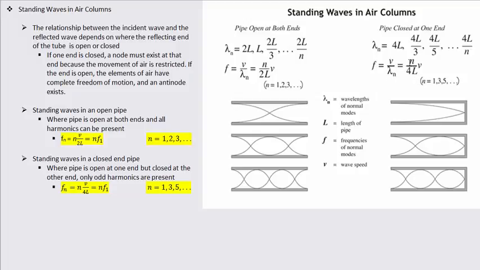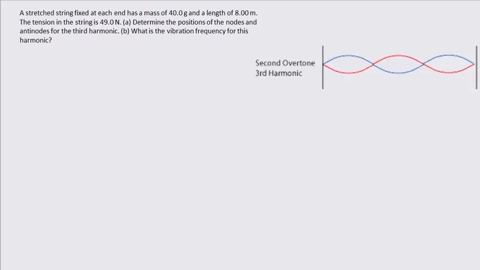Here, n is still our number of harmonics, which can only be an odd harmonic, multiplied by the wave speed divided by 4 times the length. In our first example, it states that a stretched string fixed at each end has a mass of 40 grams and a length of 8 meters. The tension in the string is 49 newtons, and we're asked to determine the position of the nodes and antinodes for the third harmonic, as well as the vibration frequency for this harmonic.